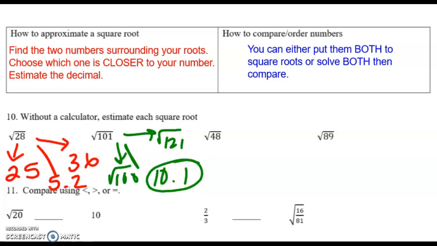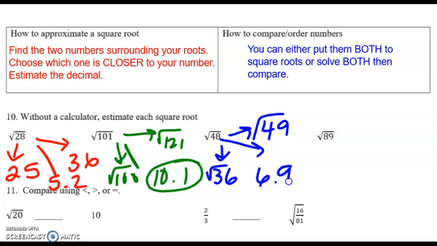Okay, so when I talk about 48, let's see. I know 6 squared is 36, and I know that 7 squared is 49. Oh, 48 is going to fall close to that 7. So it can't be all the way to 7, but let's just go ahead and estimate 6.9, and it's going to be really close.